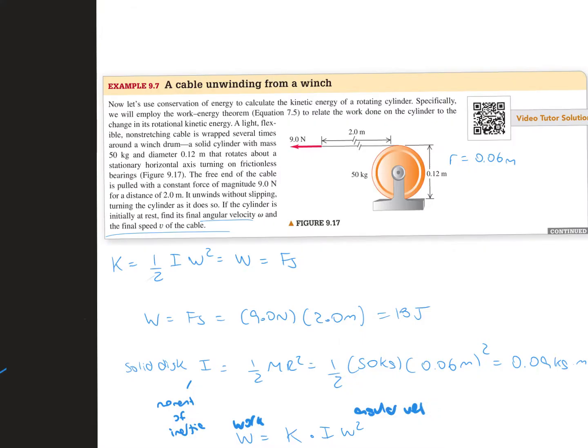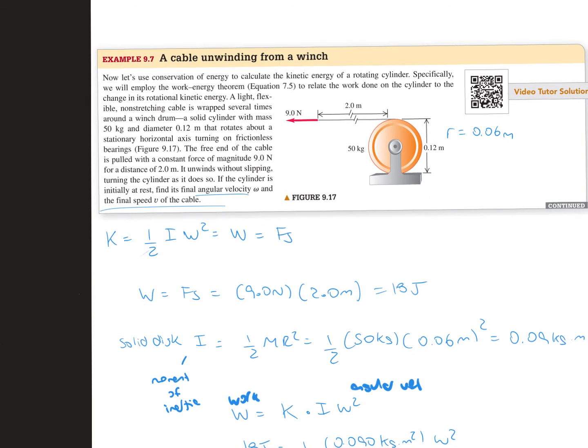So in this problem, I'm going to use the conservation of energy to calculate the kinetic energy of a rotating cylinder. It says that we will employ the work energy theorem to relate the work done on the cylinder to a change in its rotational kinetic energy.